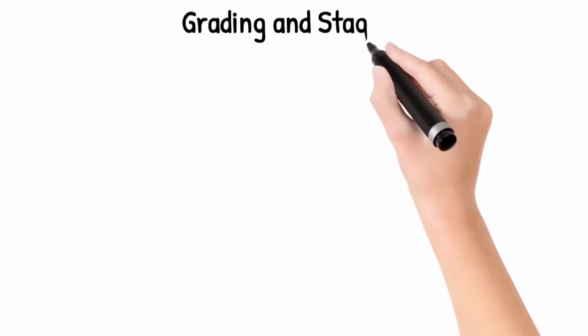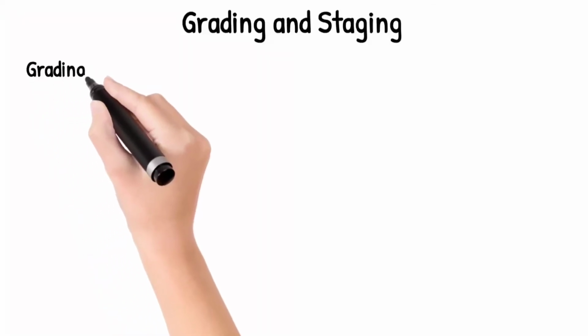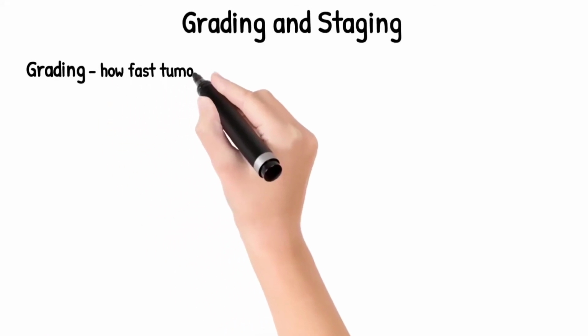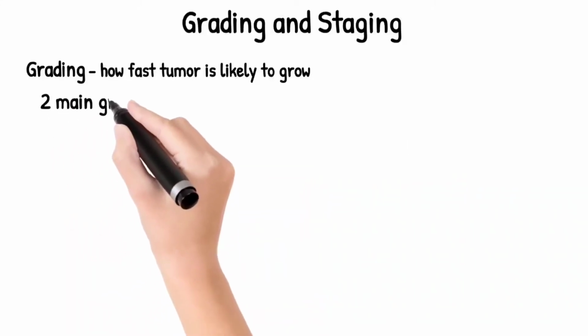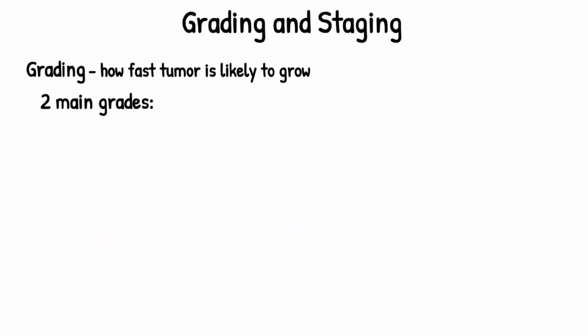Moving on with the grading and staging. If cancer cells are found, your doctor will need to know the tumor grade and stage. Understanding this will help your healthcare team develop your treatment plan. Okay, for the grading, the grade tells how fast a tumor is likely to grow. The most widely used grading system groups tumors into two main grades, the low and high.